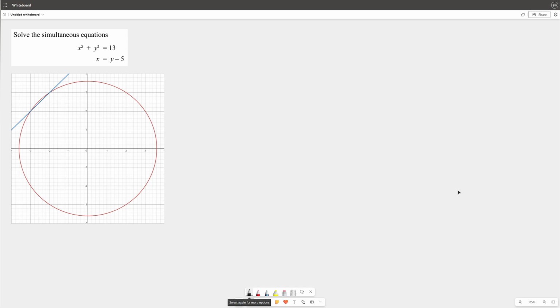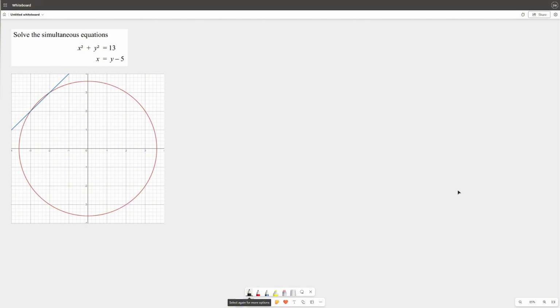Well, on the screen here I've got a question: solve the simultaneous equations, and then there are two equations written down, one of which is a circle, x squared plus y squared equals 13, and one of which is a line, x equals y minus 5. More commonly, you might see the line written as y equals x plus 5, and that's probably how you would want to draw it, but this is still correct. This is what Desmos has showed me.